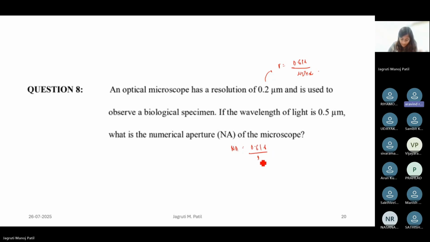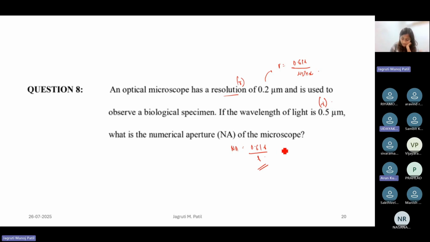It is like this, right? 0.61 lambda divided by mu sin alpha. We want to calculate the numerical aperture here. So R will come down: 0.61 lambda by R. Here R is the resolution. This is lambda. You just need to input the values here. If you compute it, you'll get something like 1.53.